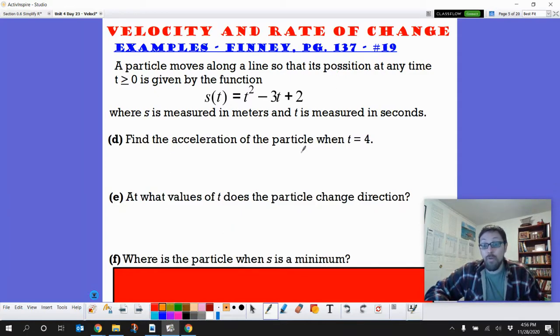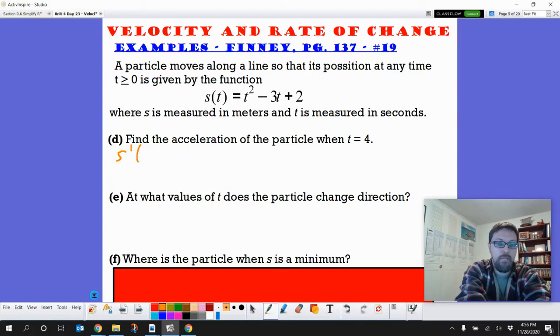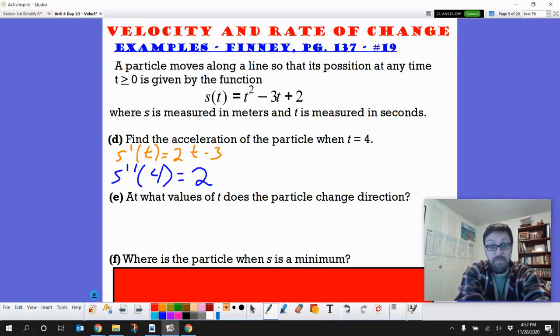If we want to find the acceleration when t equals 4, we need to find s double prime of t. We just found s prime of t, which was 2t minus 3. So s double prime is the derivative of 2t, which is just 2, and the derivative of 3 is just 0. So s double prime of 4 is just 2.